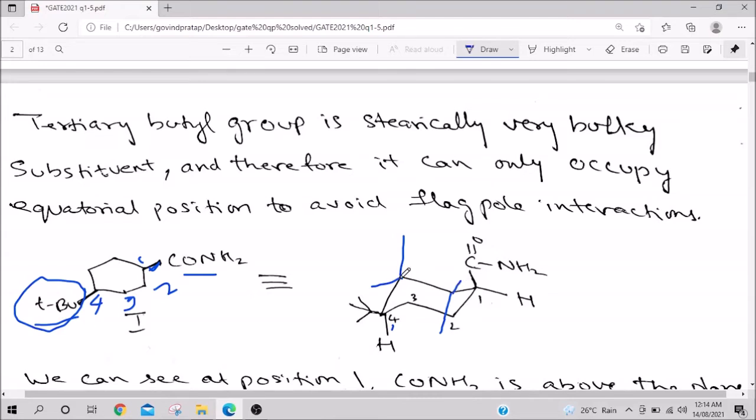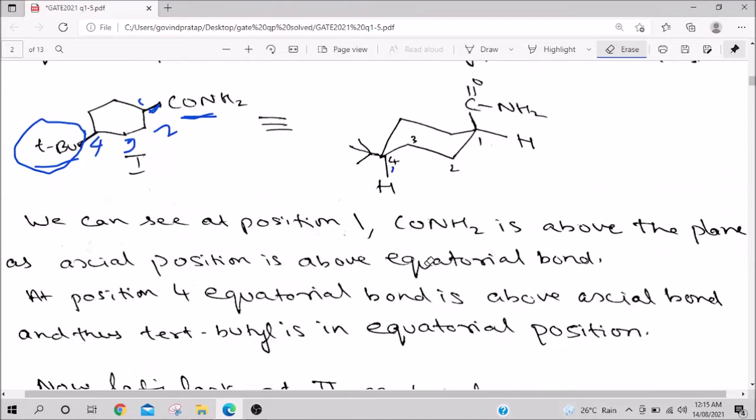Now, when you look at it, you see axial is up and equatorial is down. So, very clearly here axial is above the plane, equatorial is below the plane. Similarly, here you see equatorial is above, axial is down. So, here equatorial is above the plane, axial is below the plane. Similarly, at position number 4, equatorial was above, axial is below. So, here I am putting tertiary butyl, and at position number 1 I have to put this amide above the plane. Here axial is above the plane, equatorial is below the plane. So, I am putting CONH2 above the plane. Now, similarly, we will try to draw all the other molecules and then we will see.